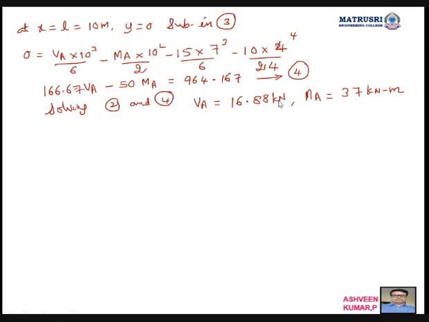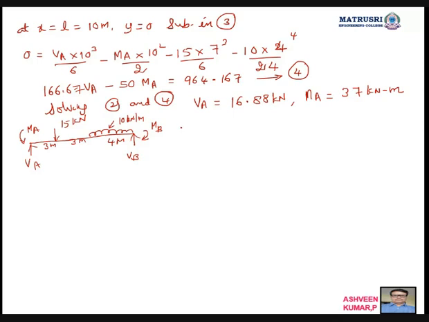Then how to get VB and MB? So I am taking the same figure again. What we have taken here: MA, VA. This is 15 kilonewton at 3 meter, 3 meter. Then UDL over 4 meter, 10 kilonewton per meter. Then VB, and here I am taking the MB.